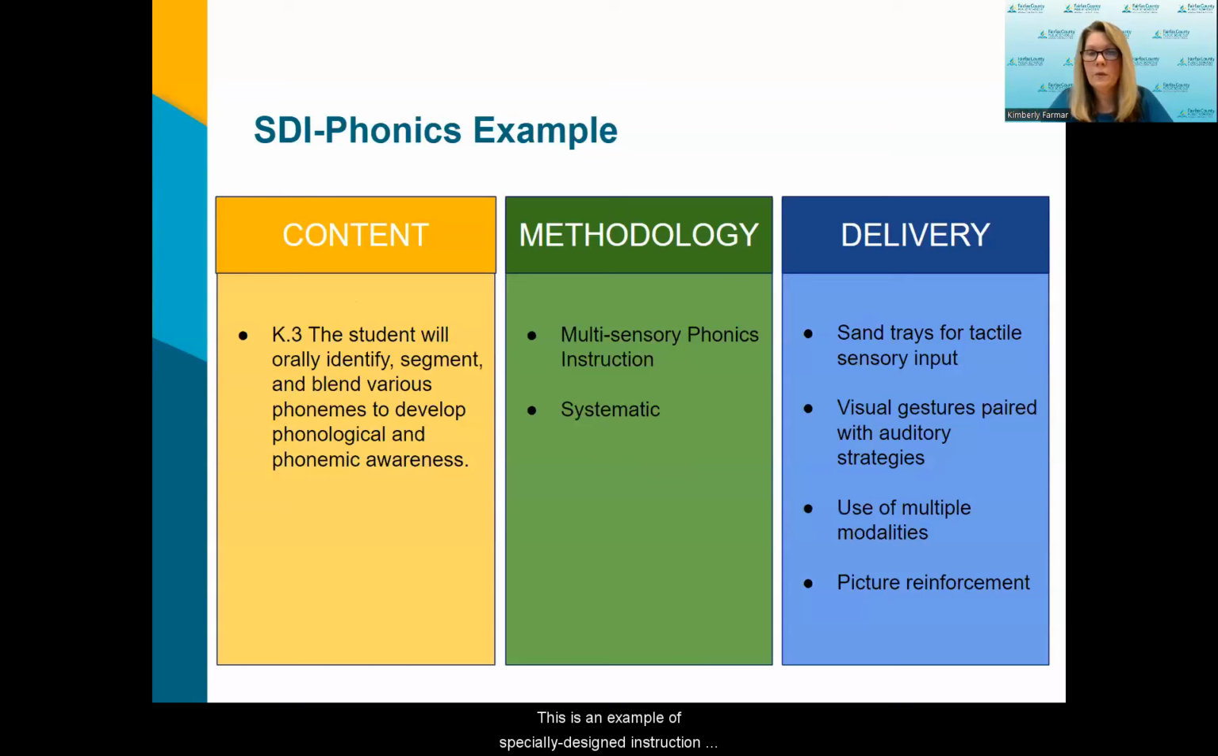This is an example of specially designed instruction given a kindergarten standard on phonics. The content tells us that the student will orally identify, segment, and blend various phonemes to develop phonological and phonemic awareness. Teachers may use a multisensory phonics instructional approach, which also provides for that systematic design of instruction. Through delivery, there may be the use of sand trays for tactile sensory input, visual gestures that are paired with auditory strategies, the use of multiple modalities, or picture reinforcement.